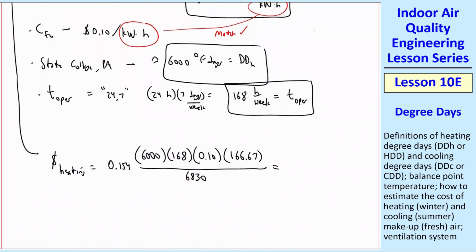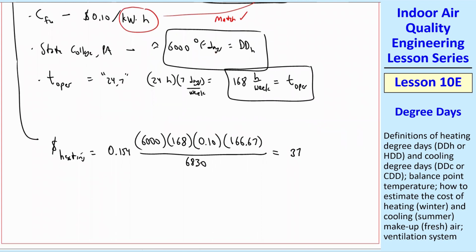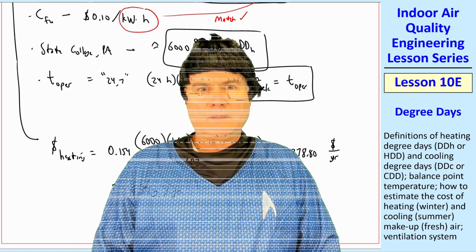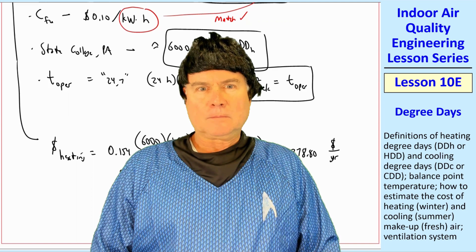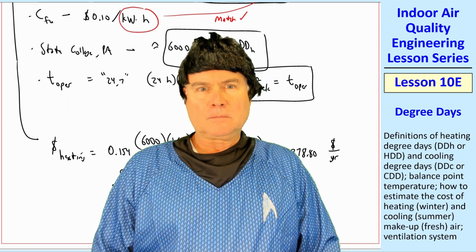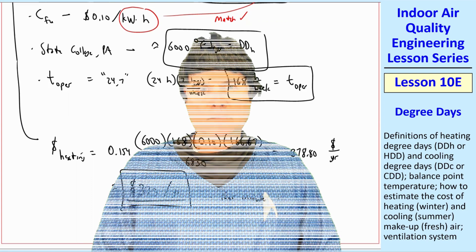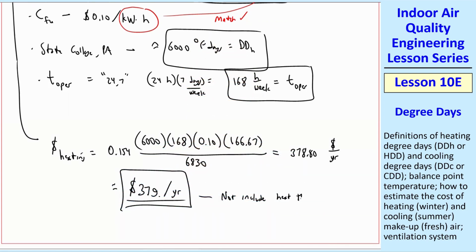So I just plugged in all the numbers without units, and you get 378.80. The units are dollars per year. If we round that off, we would say this is around $379 per year in heat. That seems really low for heating a whole house all winter. That's very logical, Mr. Kirchhoff, but that does not include any other heat loss, like heat loss through walls, windows, ceiling, radiation, etc. This is just makeup air cost.